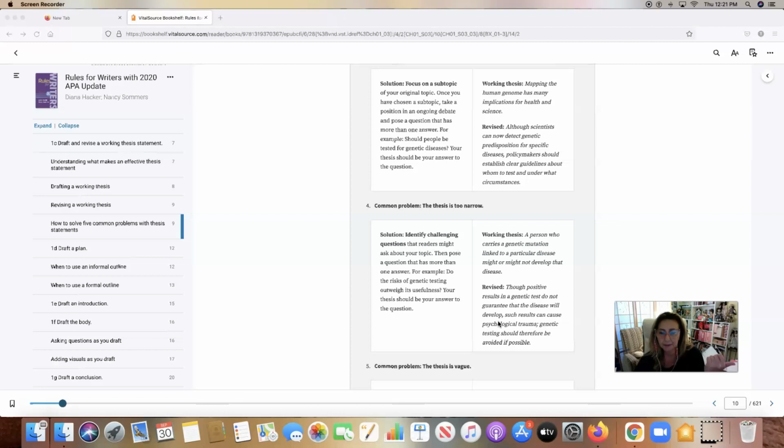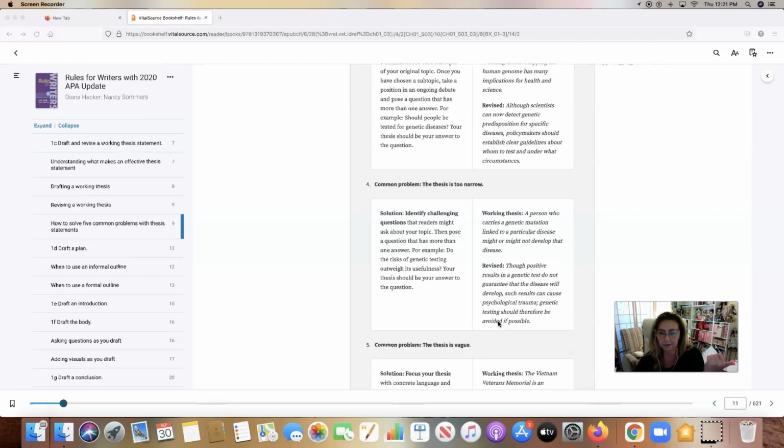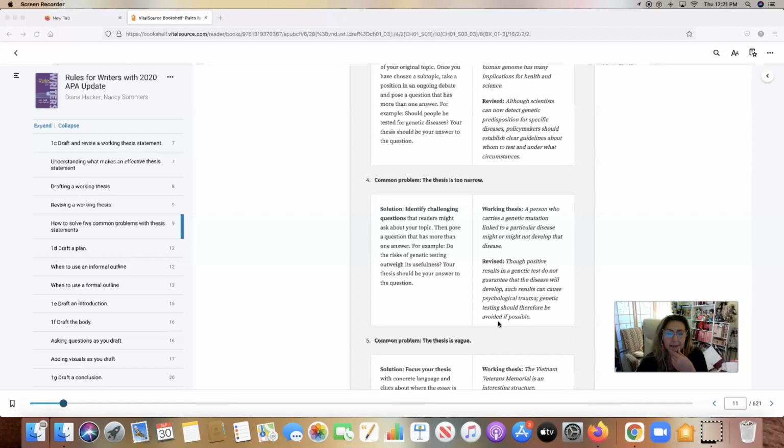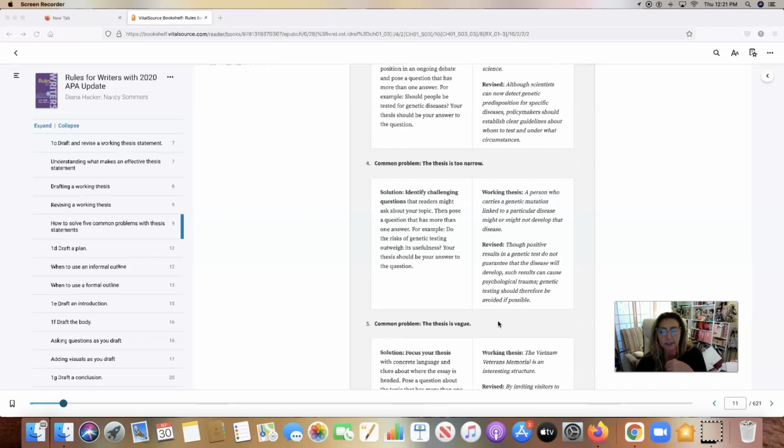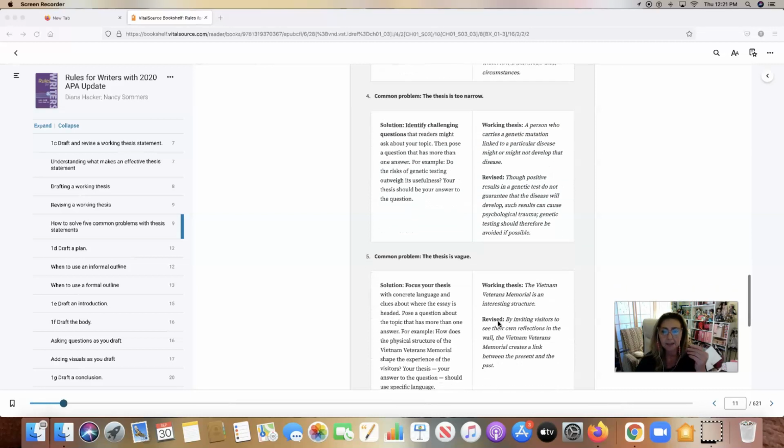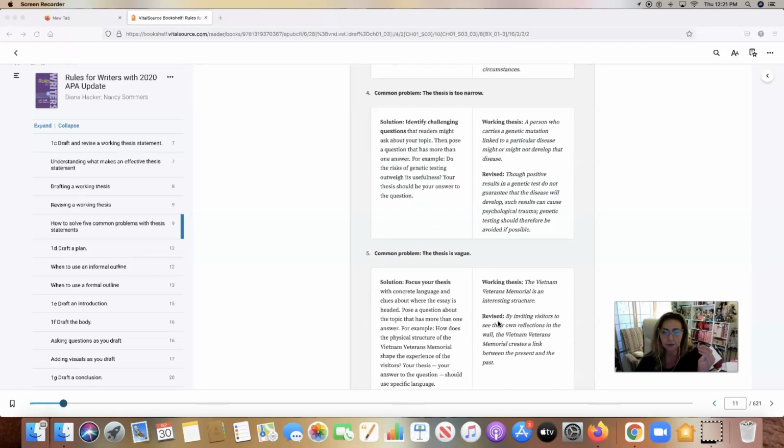Though positive results in genetic tests do not guarantee that the disease will develop, such results can cause psychological trauma. Genetic testing should therefore be avoided if possible. Another problem is that the thesis is too vague.